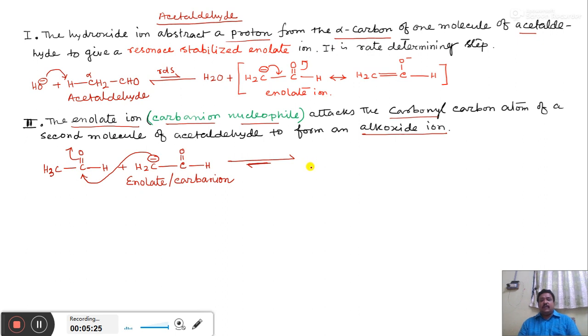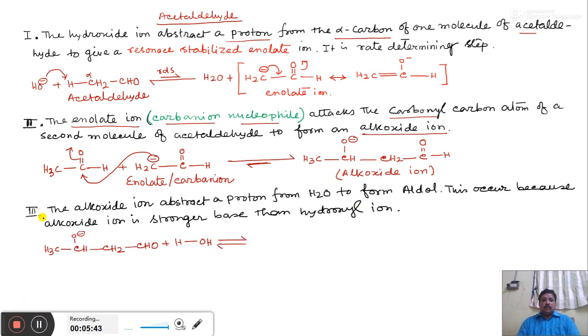Now the formation of alkoxide ion is favorable, so the second step reaction is favorable, and the structure of the alkoxide ion is H3C single bond CH single bond O minus, then CH2CHO. This is the structure of the alkoxide ion.